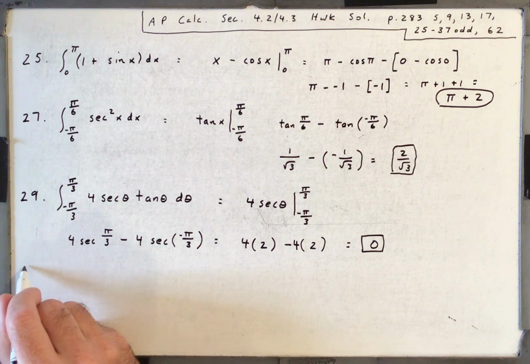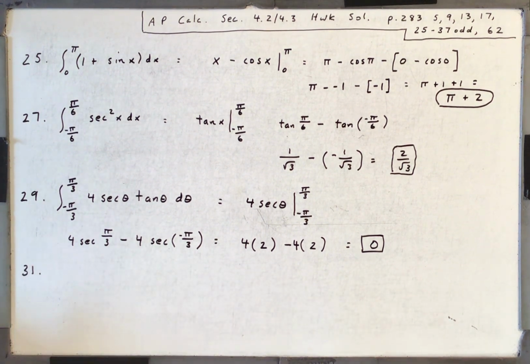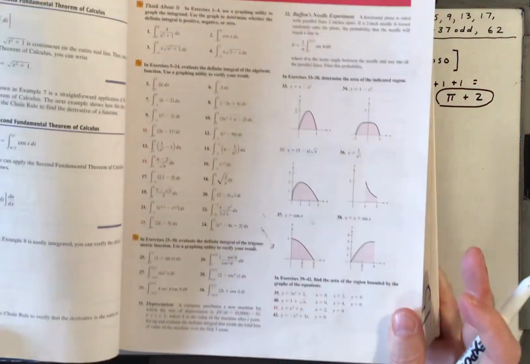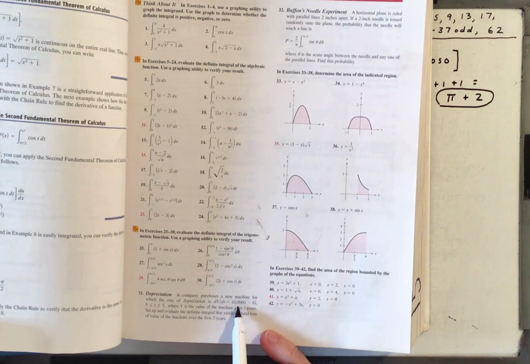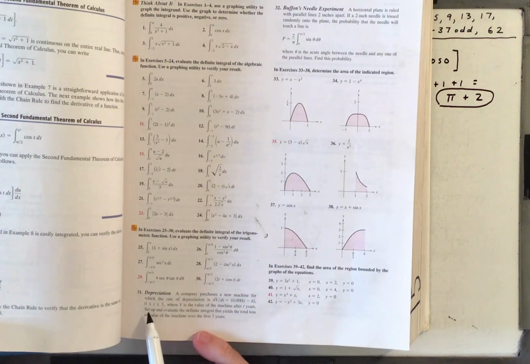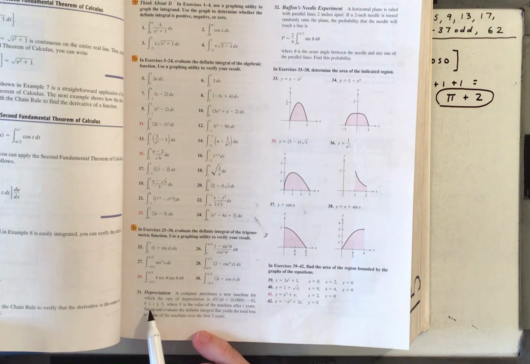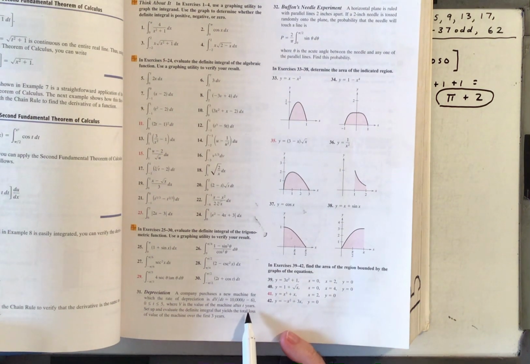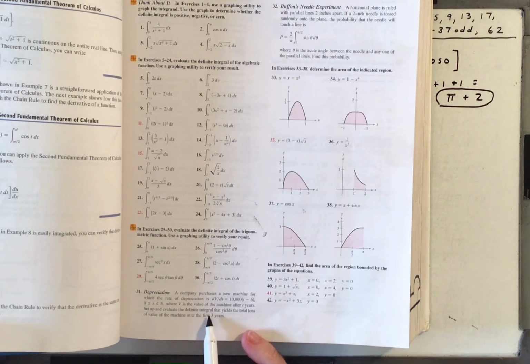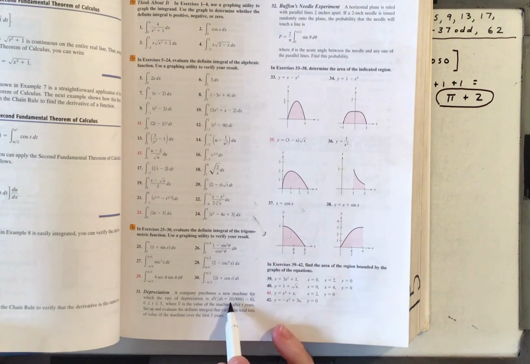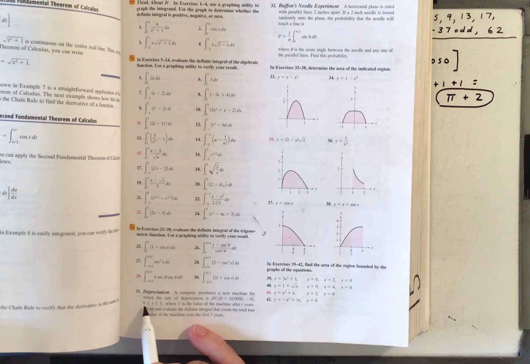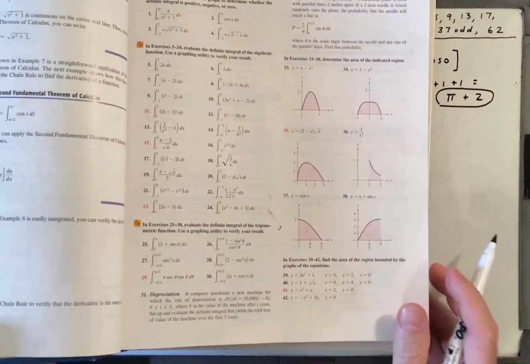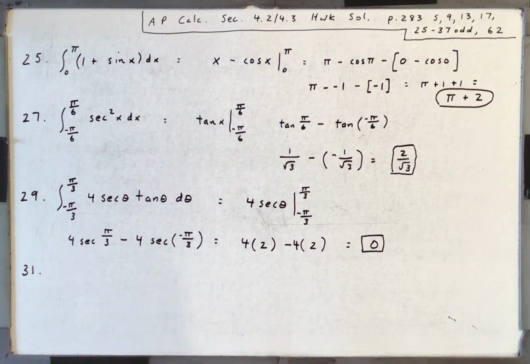Okay, let's see if we can fit 31 on here. So 31's a word problem. It says a company purchases a new machine for which the rate of depreciation is 10,000 times t minus 6, between 0 and 5, where v is the value of the machine after t years. Set up and evaluate the definite integral that yields the total loss of value of the machine over the first 3 years. So they're saying this equation works for the loss in value of this machine between 0 and 5 years. But we're only evaluating the first 3 years.